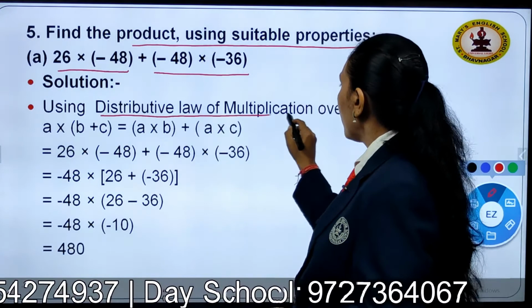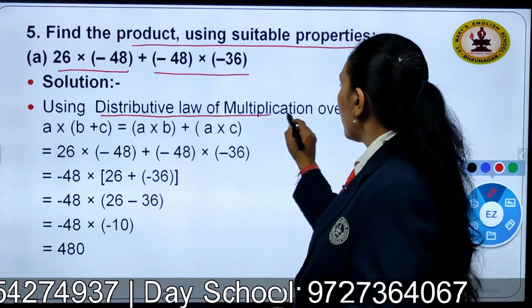Now add the numbers and put the sign of the greater number, or as both the signs are the same, put the same sign. So finally I will get my answer as minus 4182. Right.